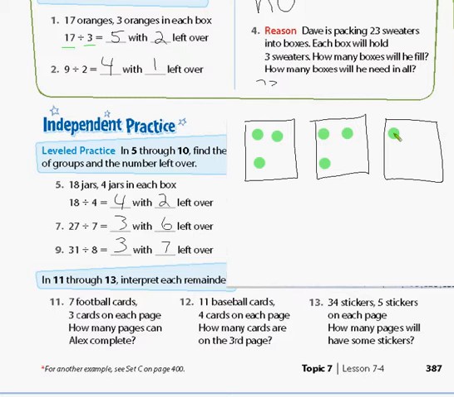So the answer of the division problem would be 7 divided by 3, and the answer would be 3 with 1 left over. But it's asking how many pages can Alex complete. He's going to complete 2 full, and I messed up on that one. It's not 3 remainder 1, it's 2 pages. Okay, with 1 left over there. So the actual answer is 2 pages, 2 complete pages.